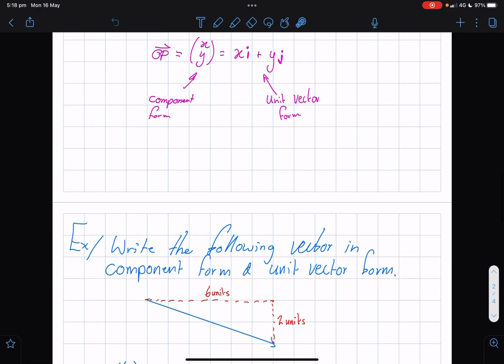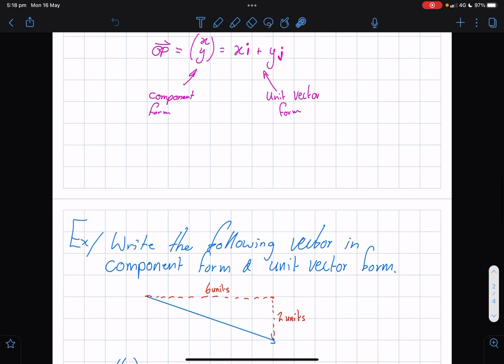Okay, so write the following vector in component form and unit vector form. So I've gone ahead and actually written in here my horizontal translation across, so we've gone across 6 units, then we've gone down 2 units, so that's my vertical translation.